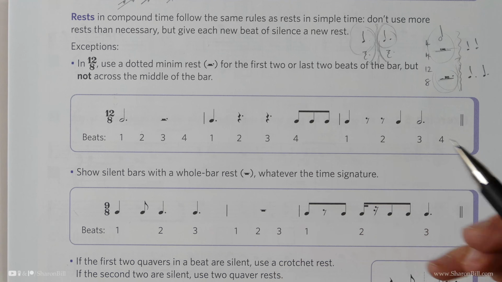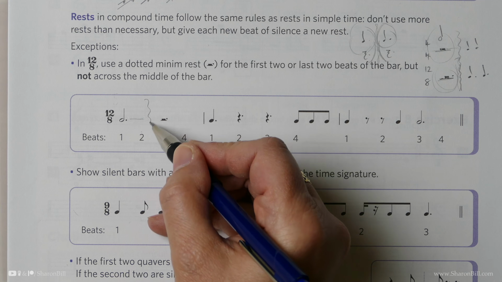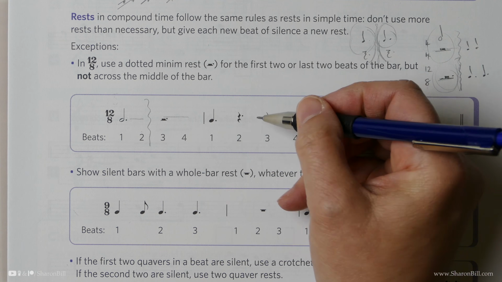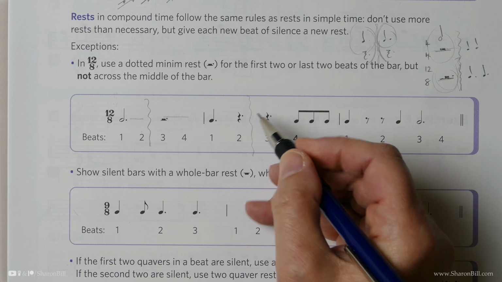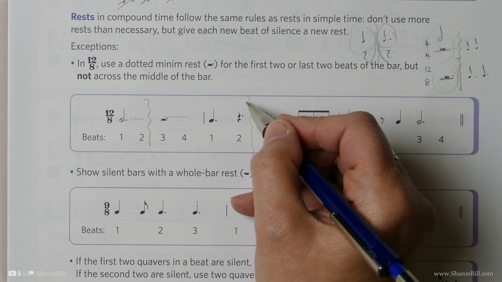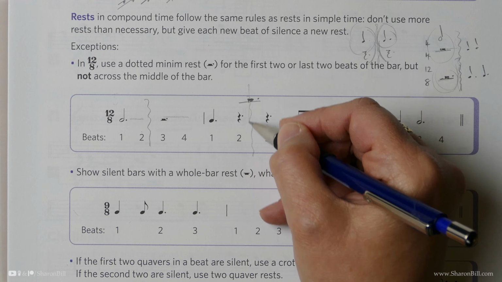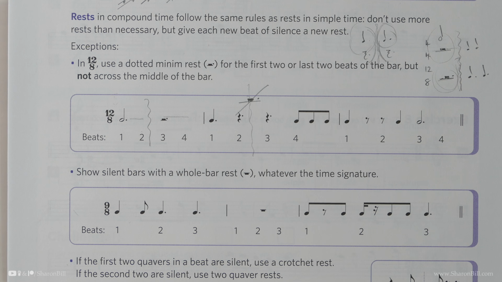And so we can see here that there's beats 1 and 2. We've not crossed over the halfway point. There's beats 3 and 4. However, here, because the rest would be over beats 2 to 3, we could not have the dotted minim rest because that would be crossing over the halfway point in the bar.